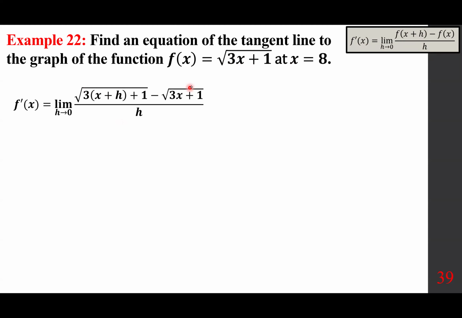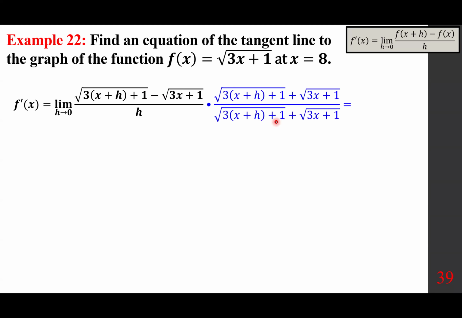Because you're dealing with radicals, you multiply by its conjugate, which means you write the same thing, but you change the sign. So plus, and then you multiply and divide by this. This is the conjugate of this one. A minus B, A plus B. Let me write that at the bottom, reminding you again that the conjugate of A minus B is A plus B, and the result is A squared minus B squared.